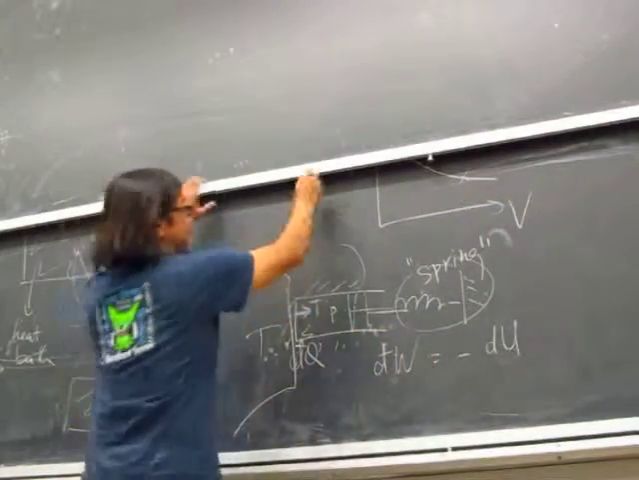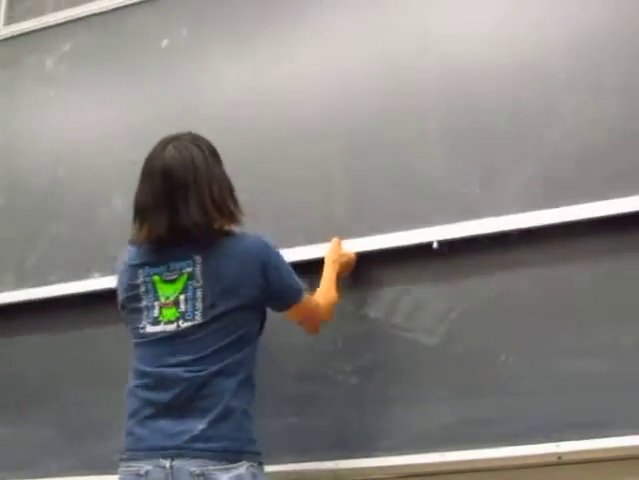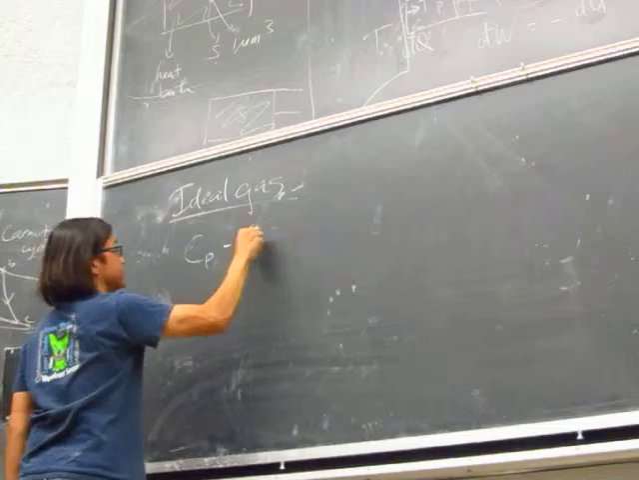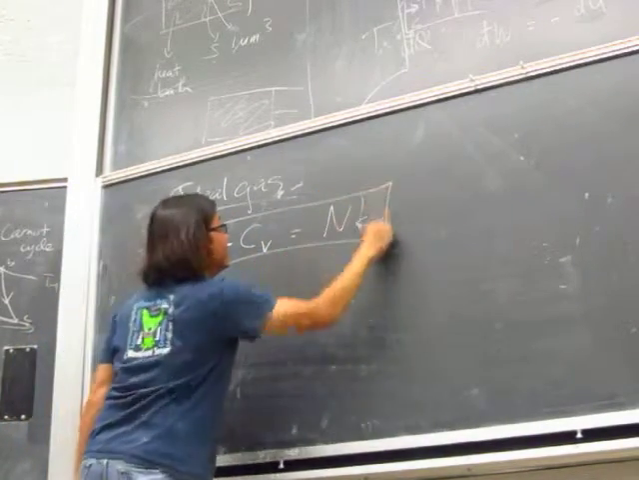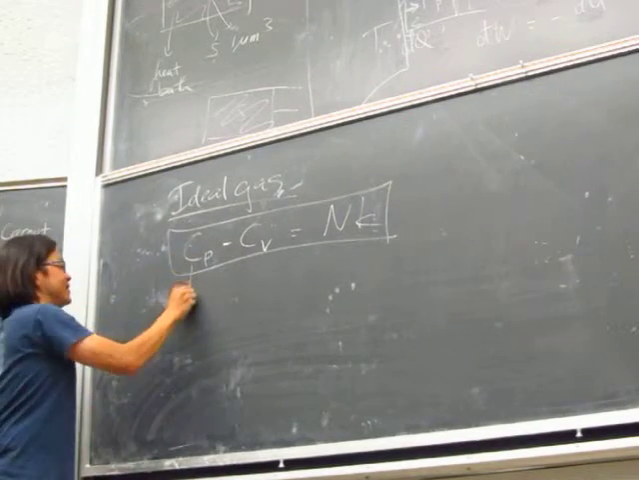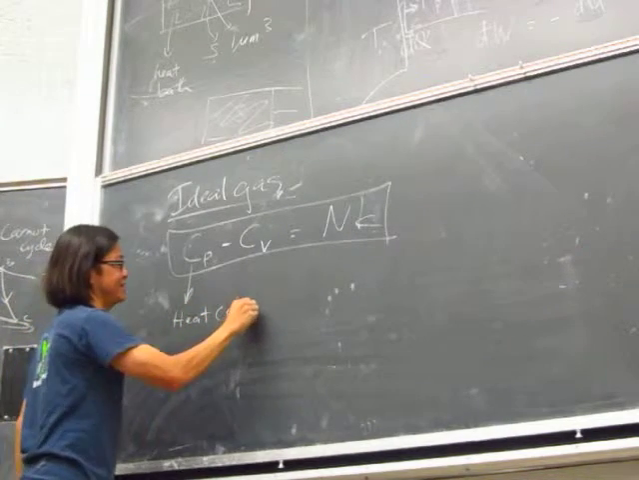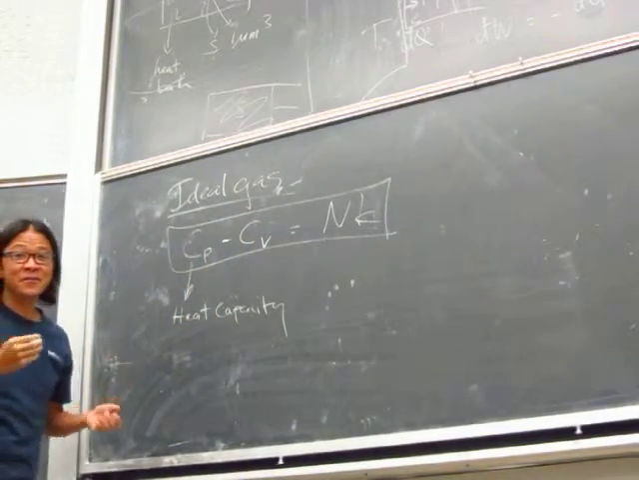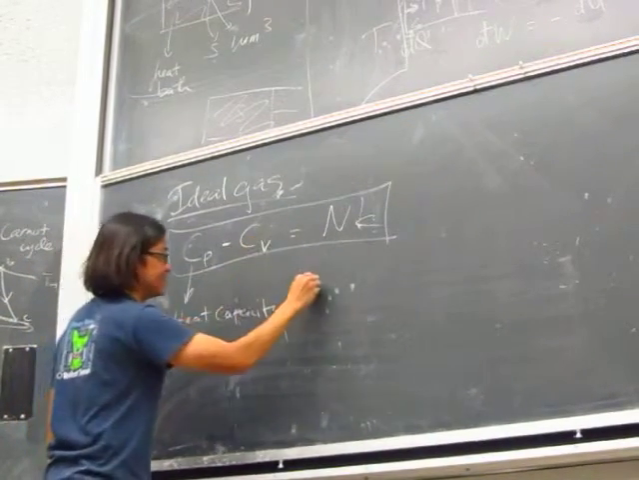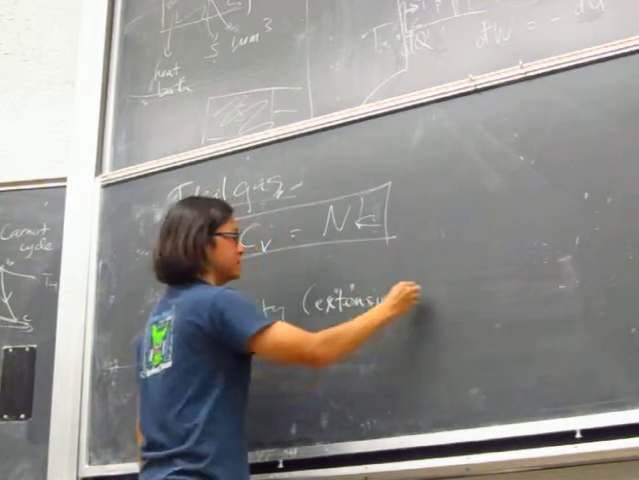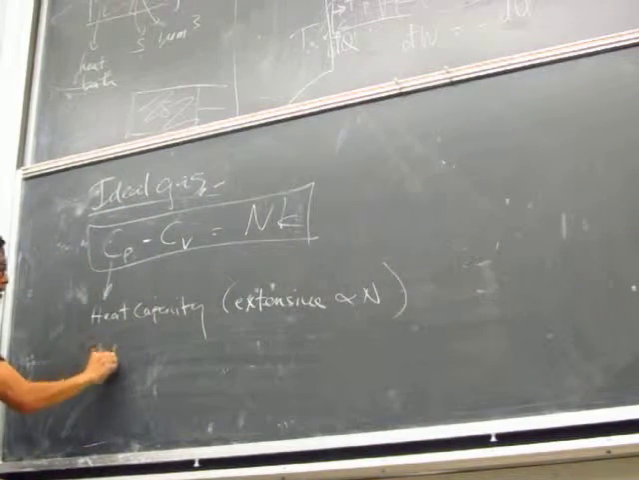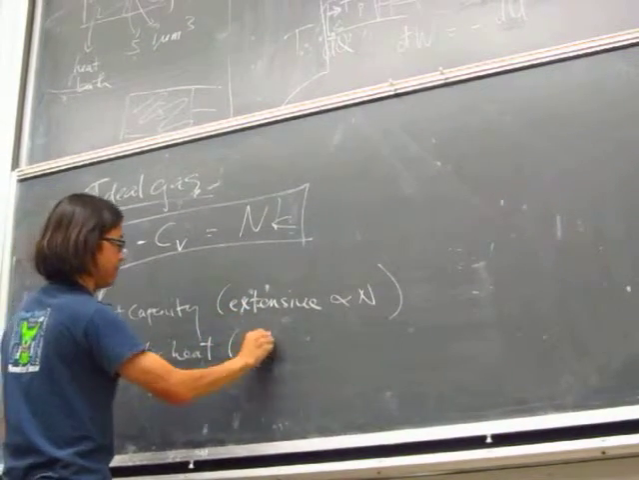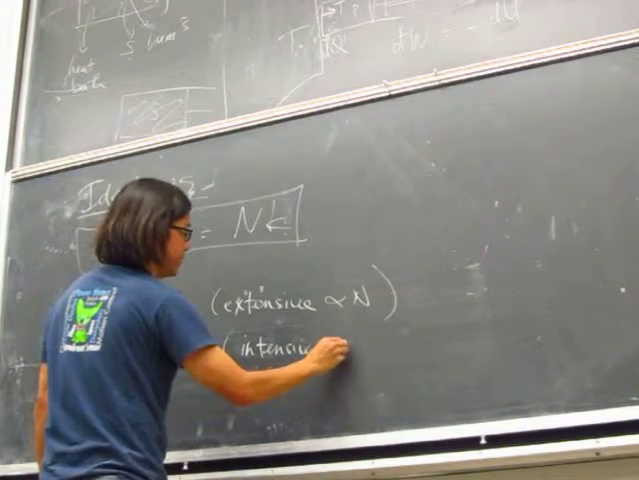So back to your question. This is important. For an ideal gas, Cp minus Cv is equal to NK. And this is actually heat capacity, but nobody calls it heat capacity. So this is the extensive, big C. It doesn't help that big C and small c look the same. This is extensive and additive, so it's proportional to n. And the specific heat is intensive, so it's independent of n.